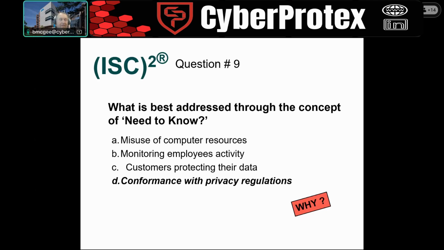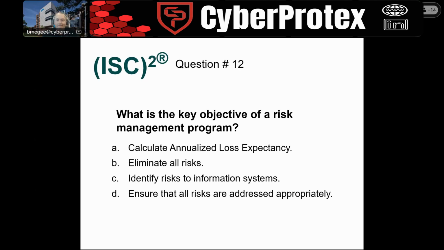All right. Let's go with one more here. Okay, what is the key objective of a risk management program? A, calculate annualized loss expectancy. B, eliminate all risks. C, identify risks to information systems. Or D, ensure that all risks are addressed appropriately. So I'm going to eliminate B immediately. That seems rather absolute. I'll eliminate A. That's just part of the process.